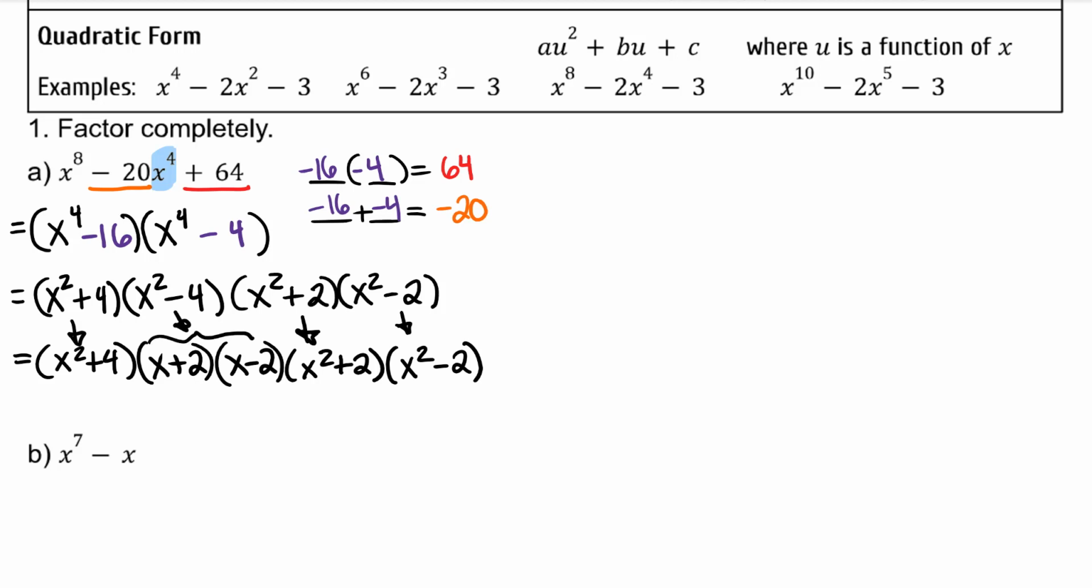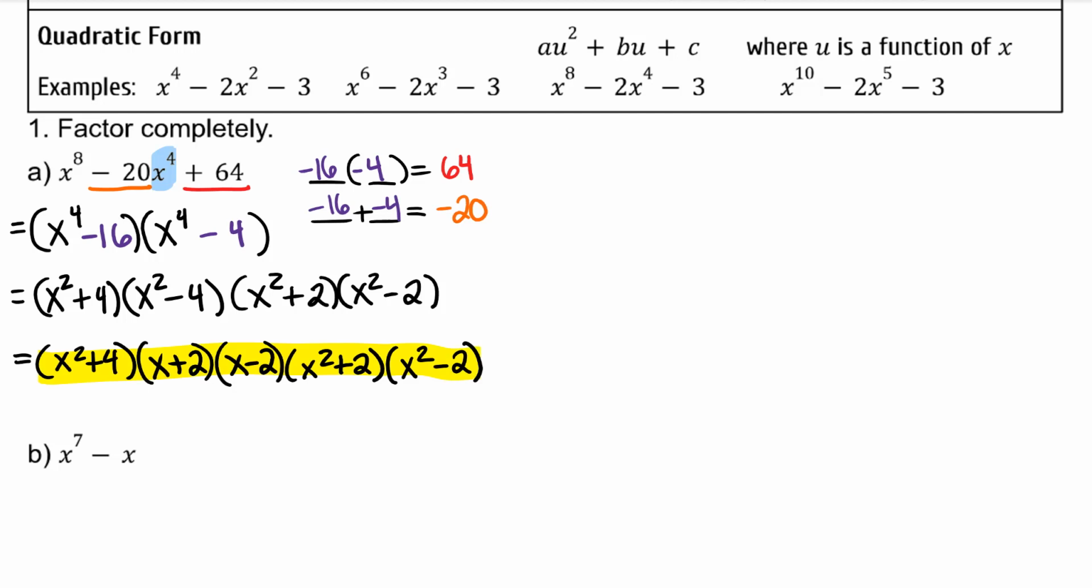Now have we factored completely? Yes. I have no difference of perfect squares, I have no sum or difference of perfect cubes, and anytime you have a linear factor, like x to the 1, you've definitely factored fully. This is not an equation, so we don't need to use the zero product property to solve.